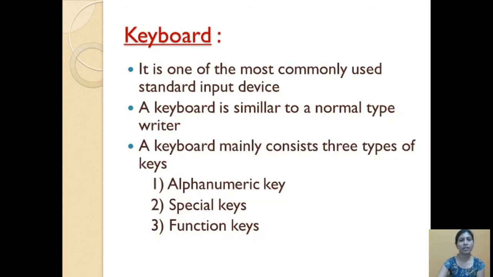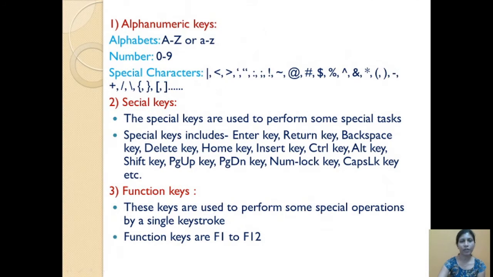See here, the keyboard. It is one of the most commonly used standard input devices. A keyboard is similar to a normal typewriter. You have seen the typewriter. It looks like the typewriter. We use the keyboard for typing. A keyboard mainly consists of 3 types of keys. First is alphanumeric keys, then special keys and functional keys. We'll see them one by one. First one is alphanumeric keys.